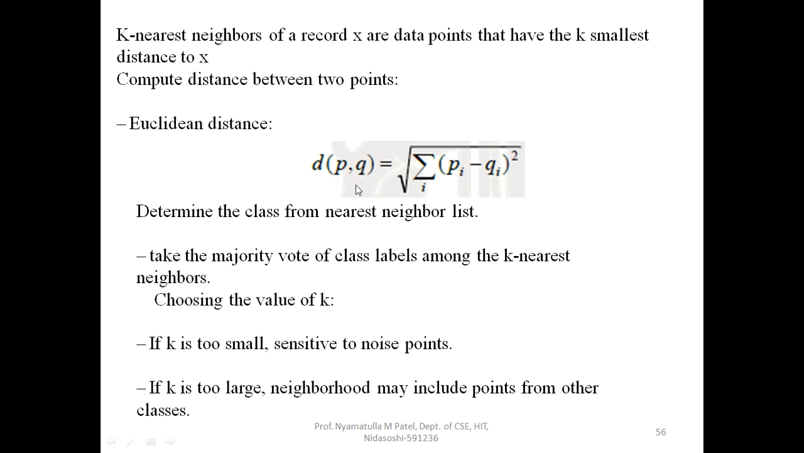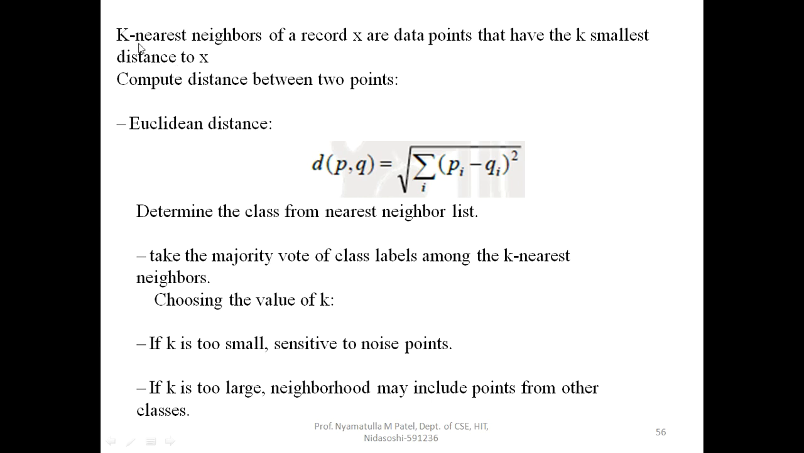So, the Euclidean distance d(p, q) is equal to the square root of the summation over i of (p_i minus q_i) squared. Next, determine the class from the nearest neighbor list based on the majority vote. Take the majority vote of the class label among the k nearest neighbors. If there are more positive points, then assign the positive class. If there are more negative points, then assign the negative class.